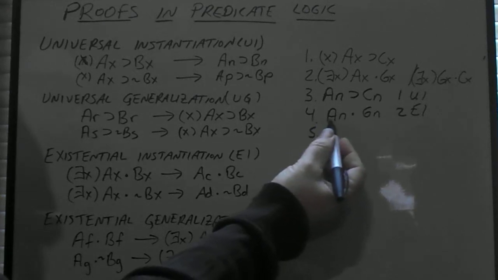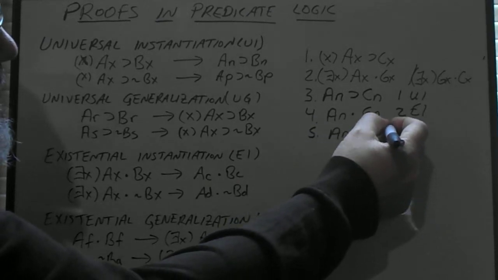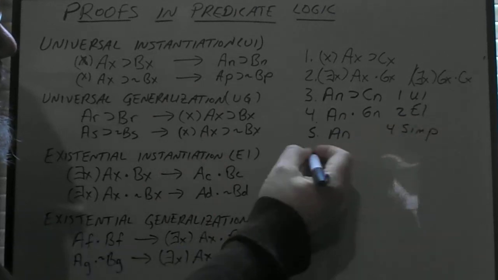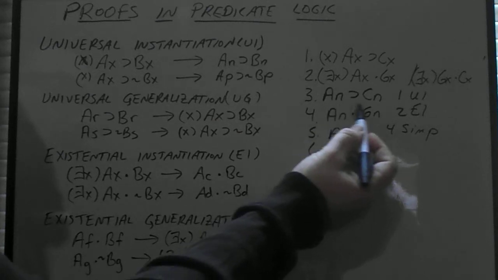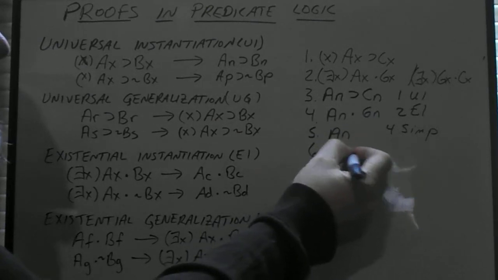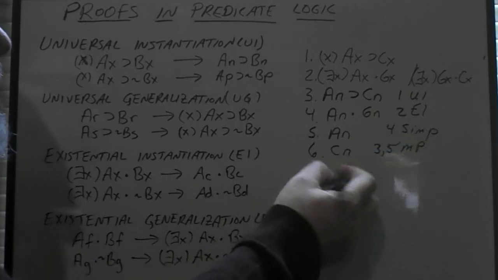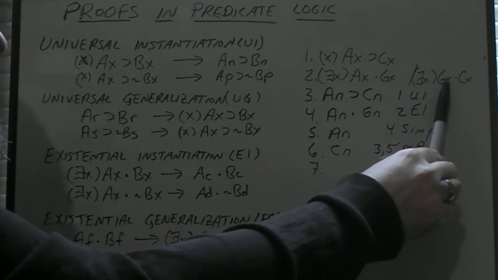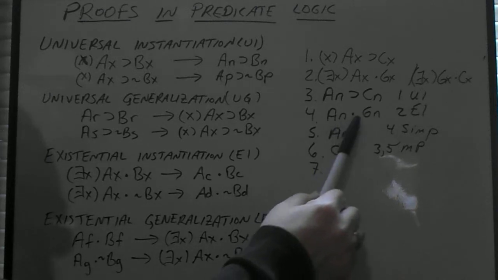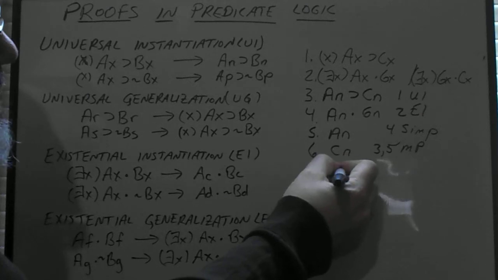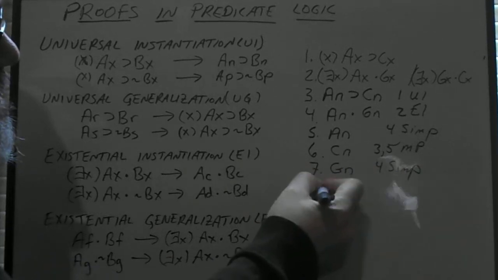I would take line 4, AN and GN, use simplification to make that AN, and then lines 3 and 5 make a modus ponens. If AN, then CN, AN, therefore CN. Right, so 3 and 5 modus ponens. Now we're trying to get to what's basically going to be GN and CN. So I need GN, I've already got the CN. So back on line 4, AN and GN, we can simplify the other way and make that GN from line 4 through simplification.